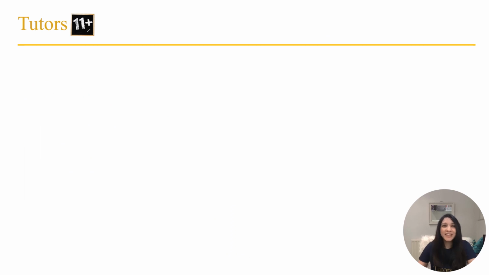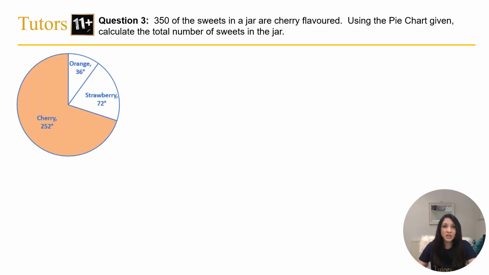Okay, now let's try a different style question. In this question, we are given the value of the segment rather than the value of the total. Question number 3. 350 of the sweets in the jar are cherry flavoured. Using the pie chart given, calculate the total number of sweets in the jar.